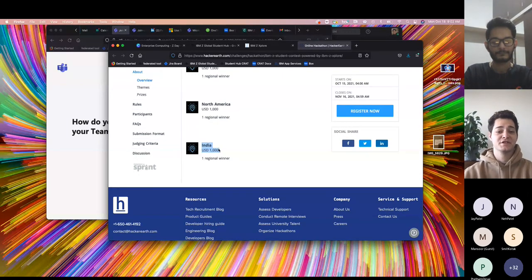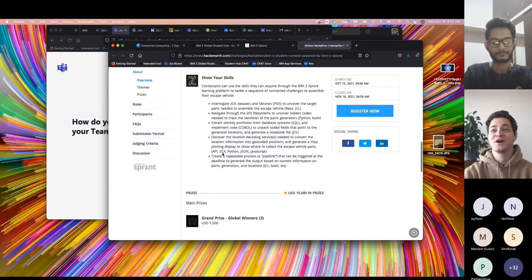You're not even lumped in with the Asia Pacific crowd. In India, you have an opportunity to win your own regional prize as well.